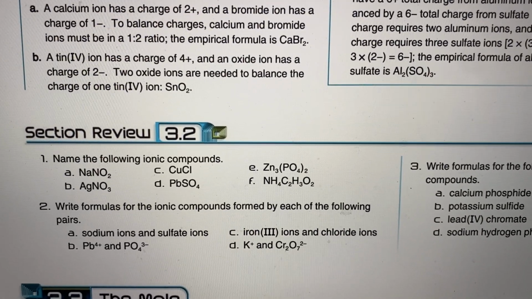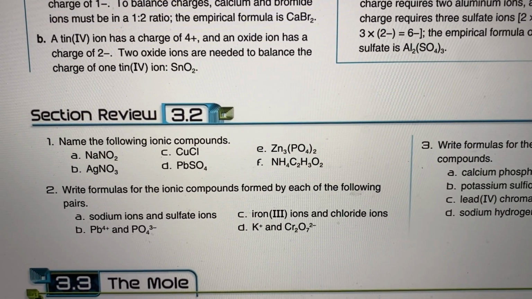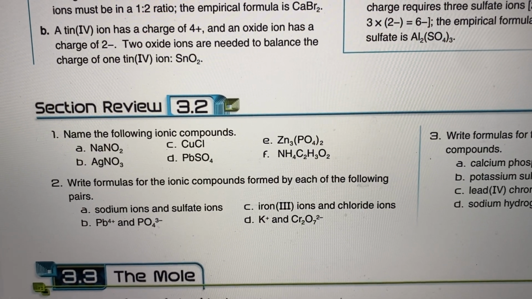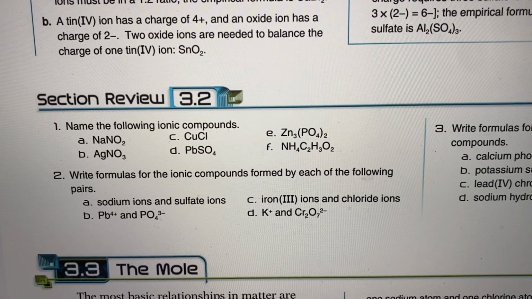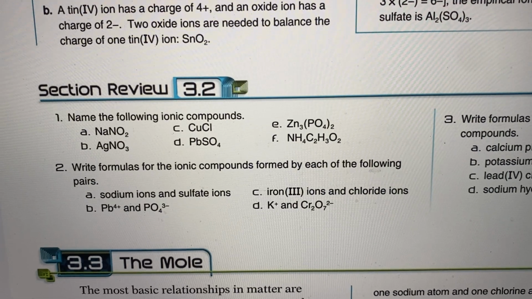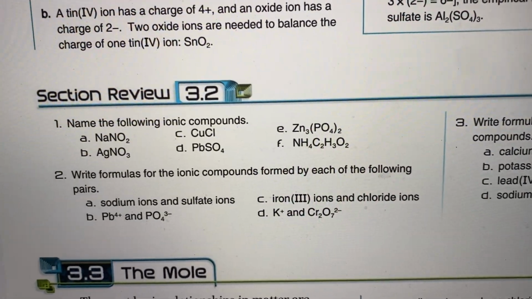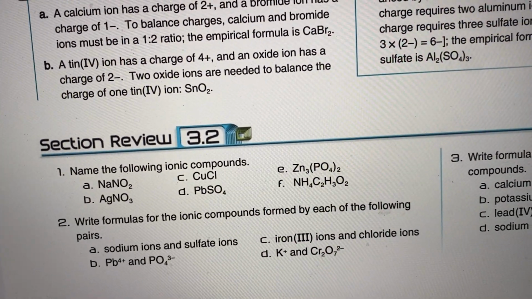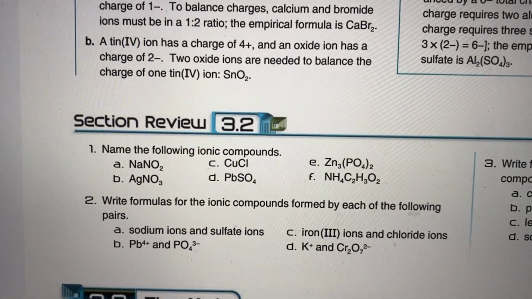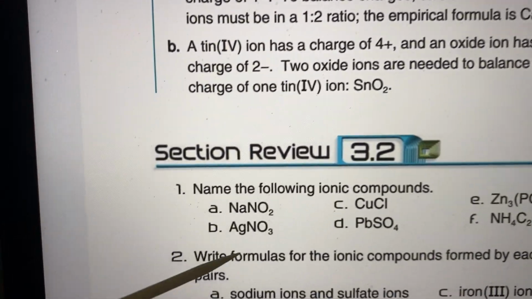So we are on your chemistry and we're going over the section review because these are the kind of questions you're probably going to have in the test. And so we were getting into naming. It says name the following ionic compounds. So we're going to name these compounds. Okay, so let's take this first one.